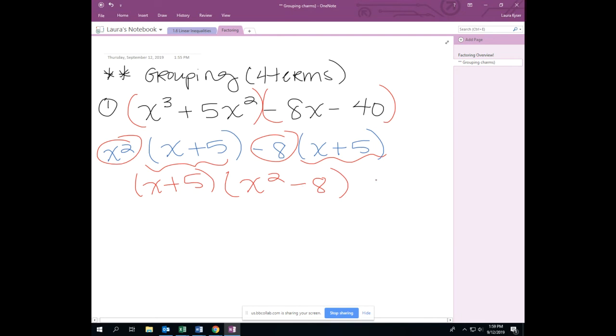Please note that you can check all of your factoring by going back and FOILing these things back out. If you FOIL it back out, you should get the original expression. And if you don't, the factoring went wrong somewhere, or maybe you didn't multiply right, but you can check all of them. So this is factor by grouping.